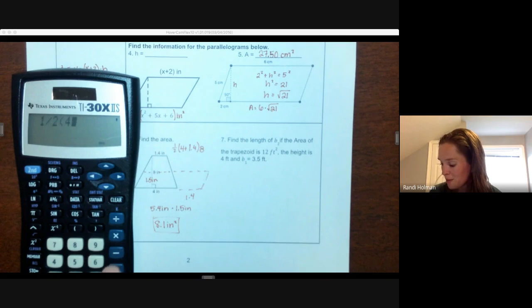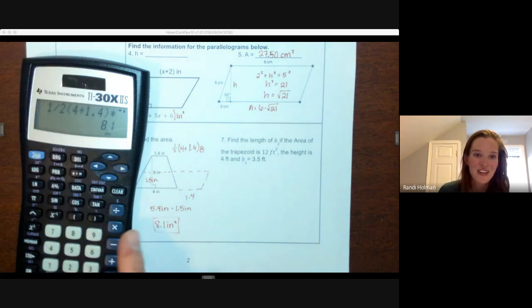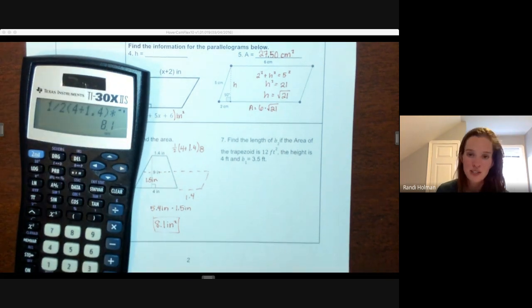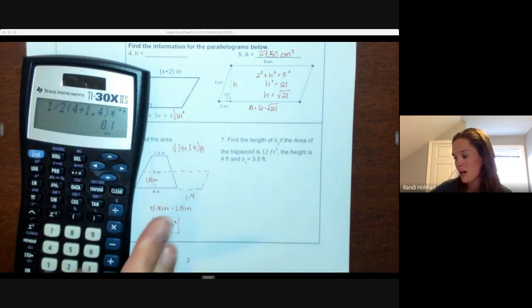1/2, 4 plus 1.4 times 3, and we'll end up with the same 8.1. Helps if you use the correct numbers. So let's take a look at one more.